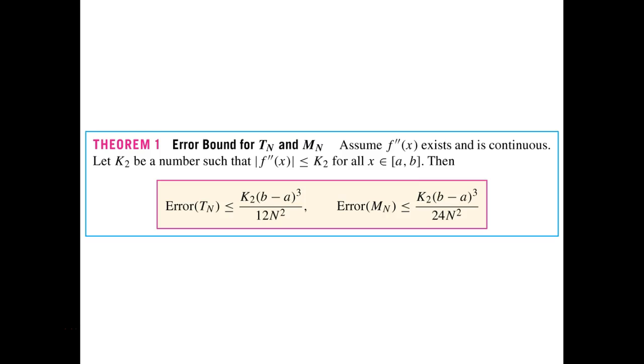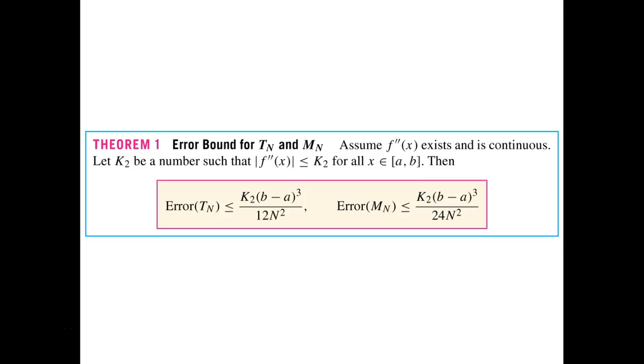Assume that f double prime exists and is continuous on the interval from a to b. Okay, the second derivative. So what you do, you have the function there, you can take a derivative of it. You may not integrate it, but you can take a derivative of it. Then take a second derivative of it. And if that exists and is a continuous function, then let K2 be a number such that the absolute value of the second derivative is always less than or equal to K2 for all x's in the interval a to b. So basically what you do, you take that second derivative, look at it, see if you can plot that.